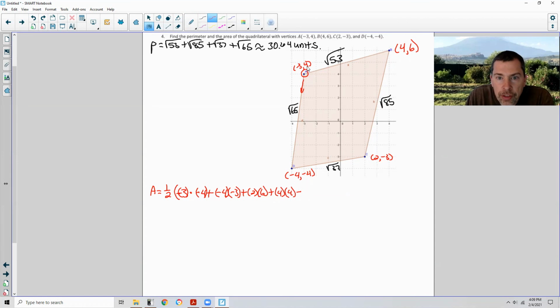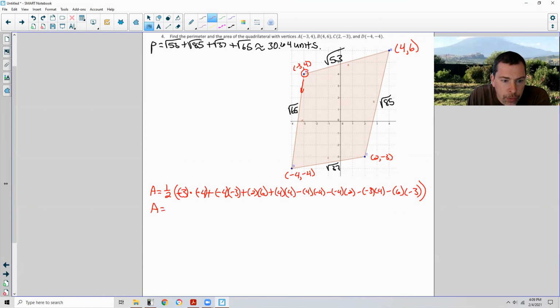So when we start over, we want to start with y, 4, times the following x, negative 4, minus this y, negative 4, times this x, 2, minus this y times the next x, 4, minus the y there, minus the original x. So the starting point x of A is that. And then the whole thing is multiplied by half.